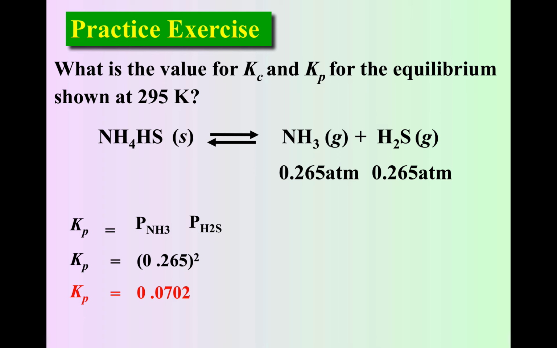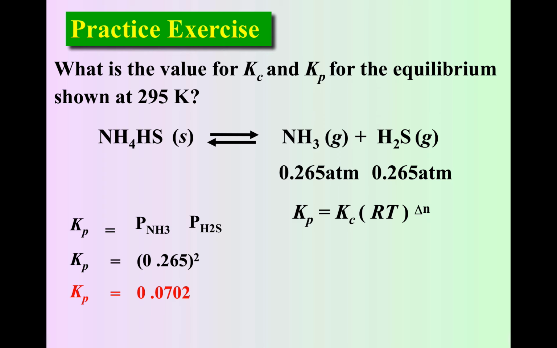Whereas with rate constants, we had units to consider. There are no units for equilibrium expressions. They're unitless. So this is the Kp value. If I want to get the Kc value, I can plug into that equation, right? Kp is equal to Kc times RT raised to the delta N. So they gave us a temperature, 295. R is R. The question is, what is delta N in this case?